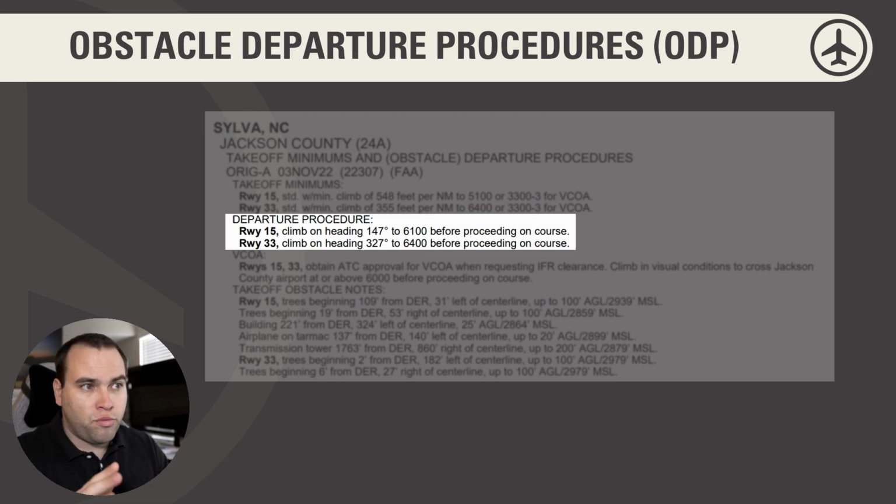This is telling us if we turn before reaching that 6,400 or 6,100, depending on what runway we took off of, you could potentially be crashing into an obstacle, which we definitely don't want to do. Jackson County's up in the mountains. There's a lot of tall mountains around it. You don't want to be turning into a mountain before you reach a safe altitude to start your turn. So that's what this is telling us to do, just giving us a heading to fly and an altitude to reach before we start a turn on course.